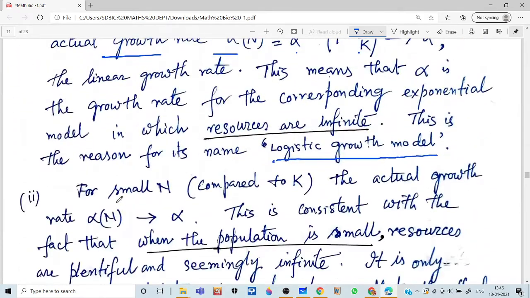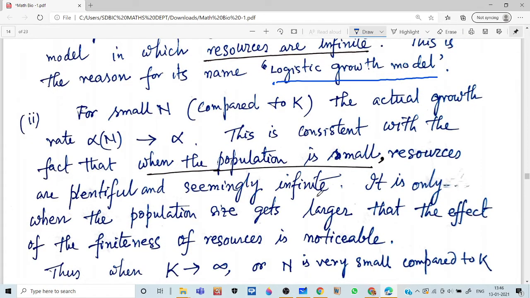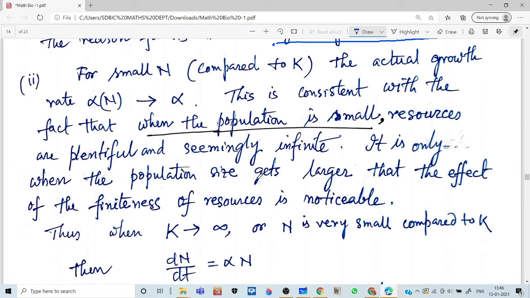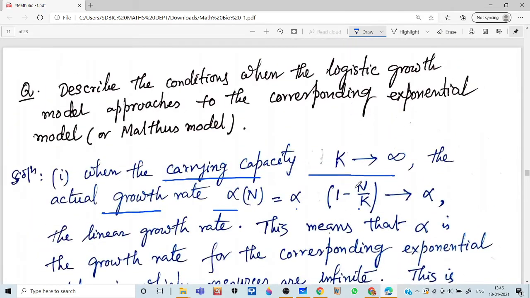Next condition: for small n compared to k, the actual growth rate alpha n tends to alpha. This is consistent with the fact that when the population is very small, the resources are plentiful and seemingly infinite. It is only when the population size gets larger that the effect of the finiteness of the resources becomes noticeable. So when n is very small, n by k tends to 0, so alpha n is equal to alpha.